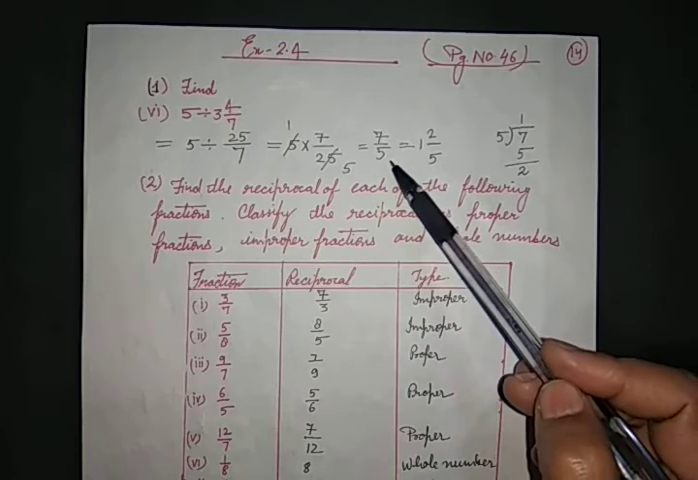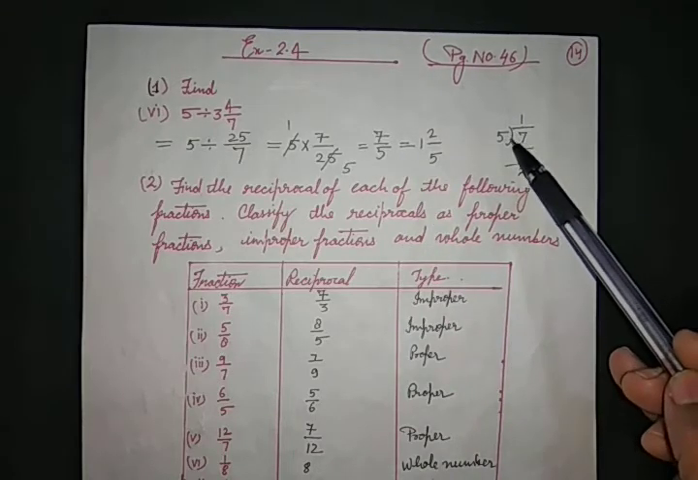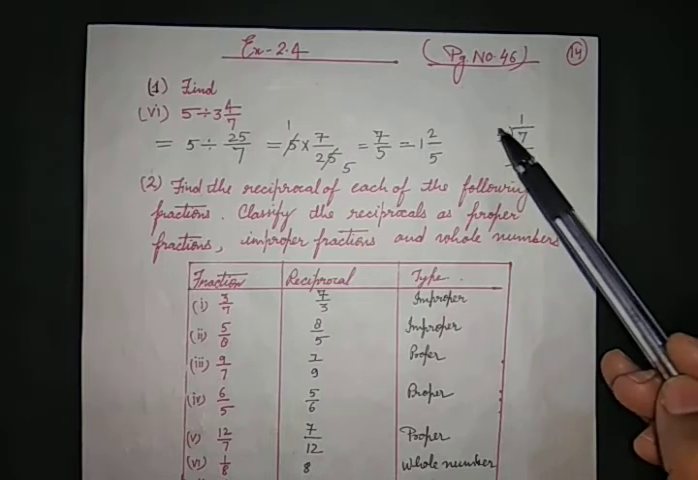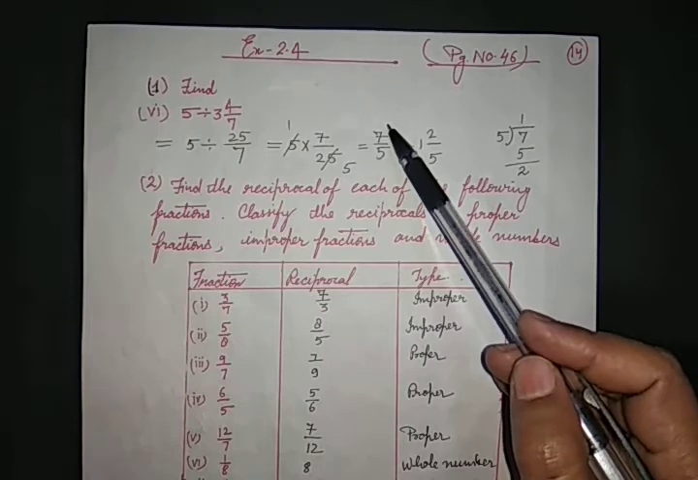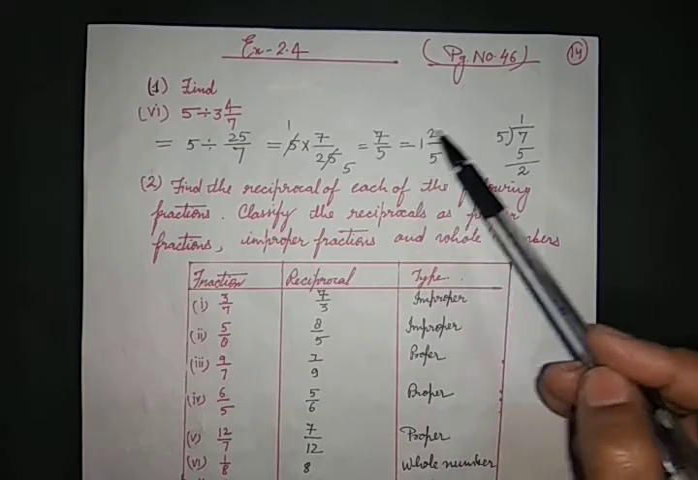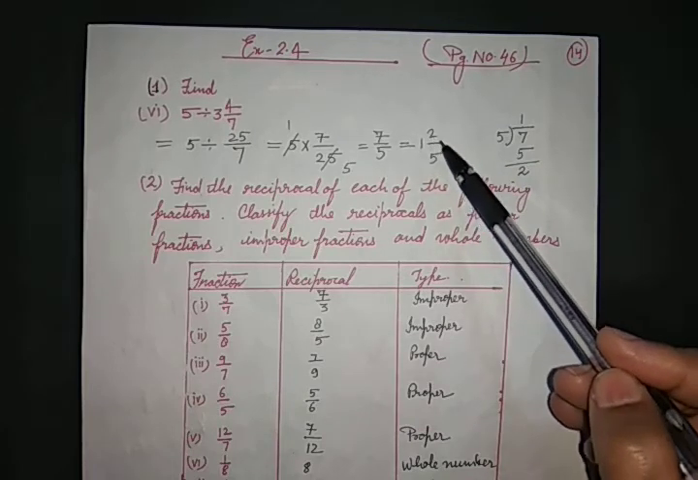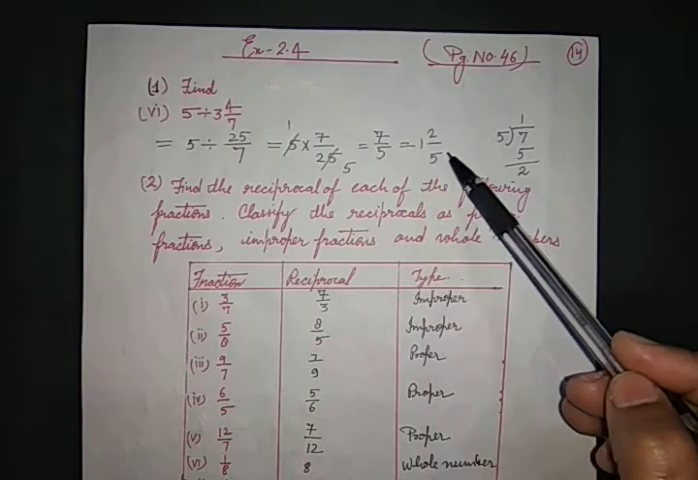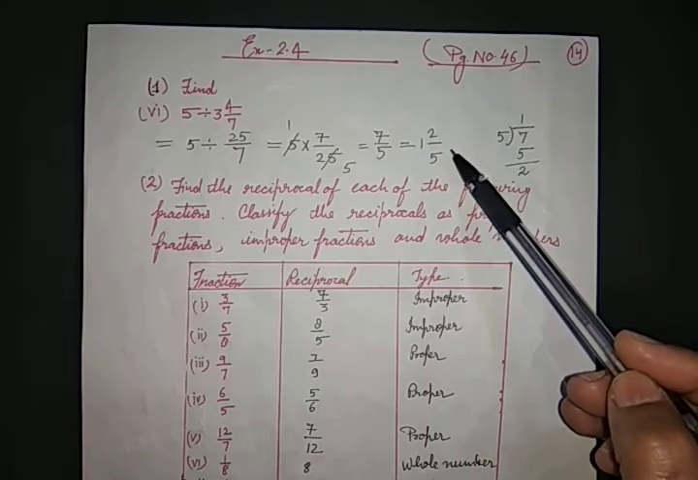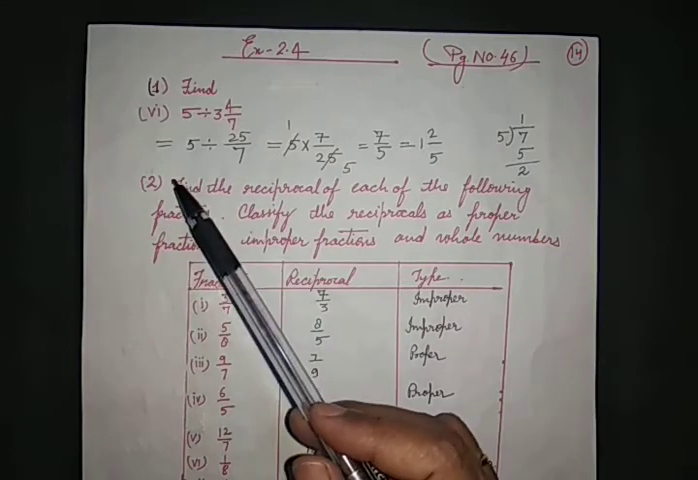So what we have to do now? We will convert it into a mixed fraction, because it is in the form of an improper fraction. After converting it, we will get 1 whole 2 upon 5. Like this, you can do the rest part of this question. Now, the question number 2.